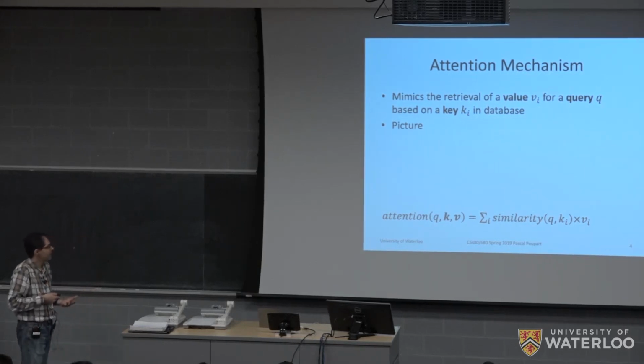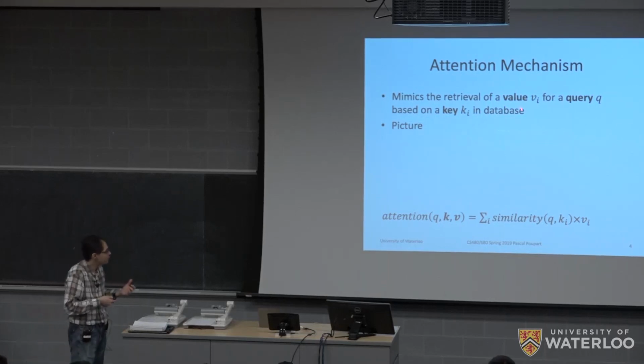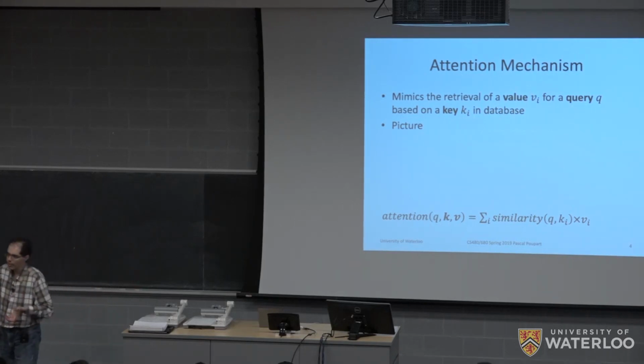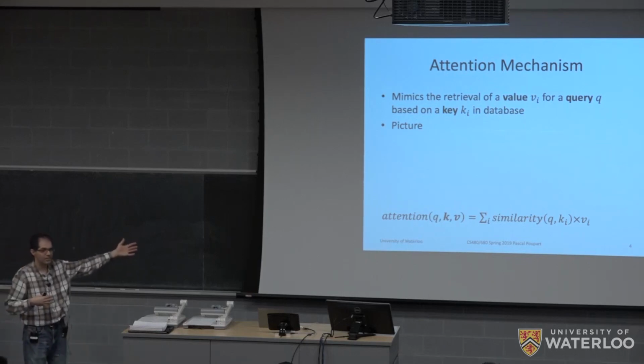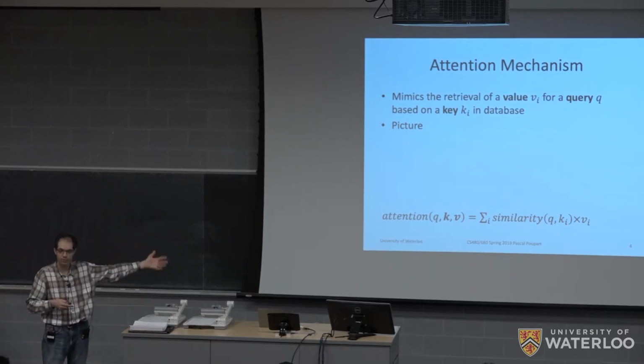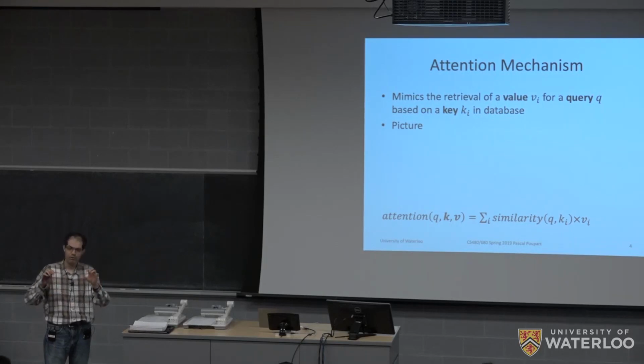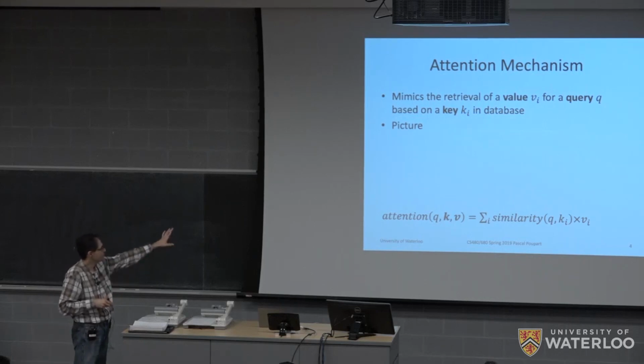So in a database, if you want to retrieve some value based on some query, and then also based on some key, right? Then there's some operations that you can do where you can use a query to identify a key that aligns well, and then simply output the corresponding value. So we can think of attention as essentially mimicking this type of retrieval process, but in a more fuzzy or probabilistic way. OK, so let me draw a picture just to illustrate how things would normally work in a database.